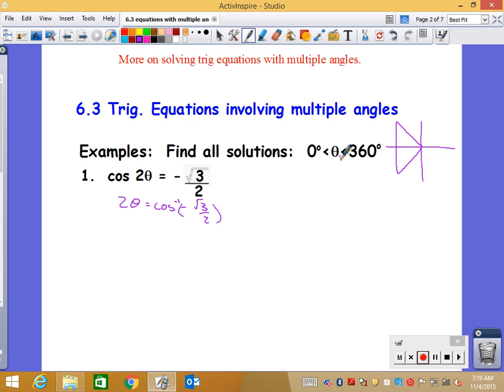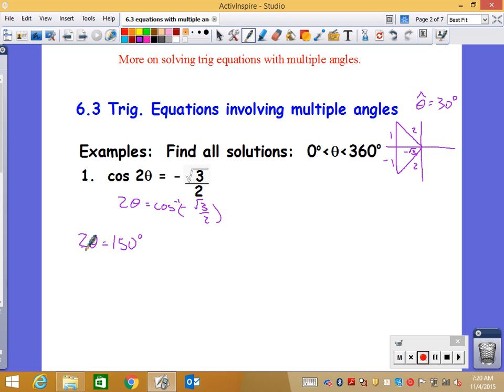Then we need to figure out, hey, cosine is adjacent over hypotenuse. So my x is negative root 3, and I have 2, which is a 1, 2, root 3 triangle, a 30-degree angle. So my reference angle, theta hat, is 30 degrees. Let's write that down. But since I'm in quadrant 2, it's 30 degrees shy of my 180, so it's 150.